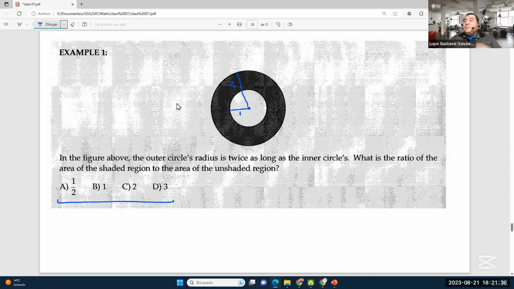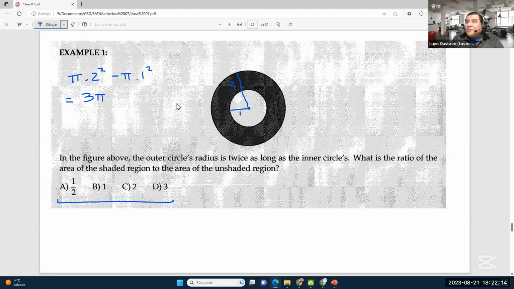So what would be the ratio of the area of the shaded region? What is the area of the shaded region? It's the area of the bigger circle take away the area of the inner circle. So you have pi times 2 squared take away pi times 1 squared. We are using the formula of the area of the circle. That is the shaded region. So this is simply what? 4 pi minus pi, 3 pi.